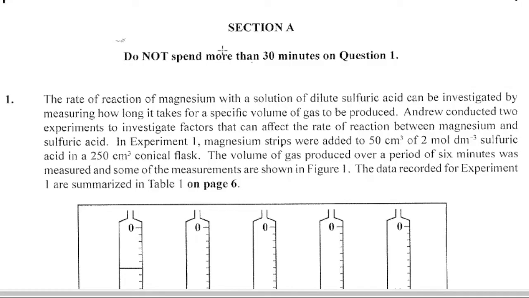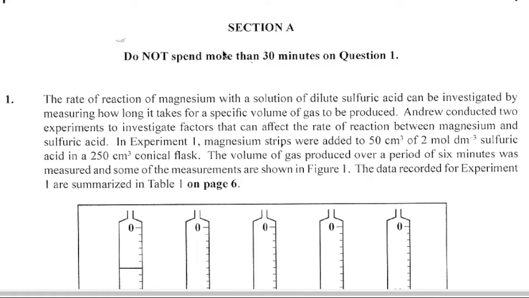Question 1. The rate of reaction of magnesium with a solution of dilute sulfuric acid can be investigated by measuring how long it takes for a specific volume of gas to be produced. All right, I feel like I'm reading some information right there, crucial. Andrew conducted 2 experiments to investigate factors that can affect the rate of reaction between magnesium and sulfuric acid.